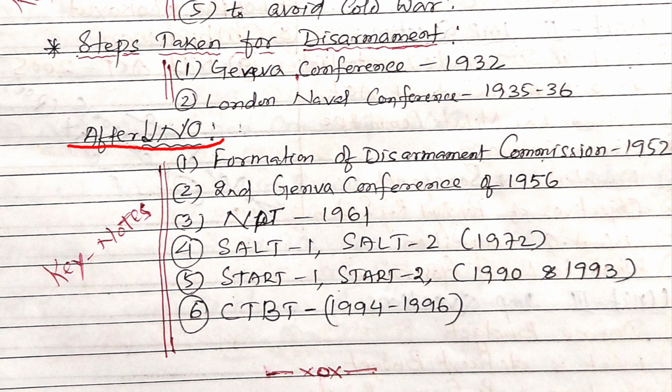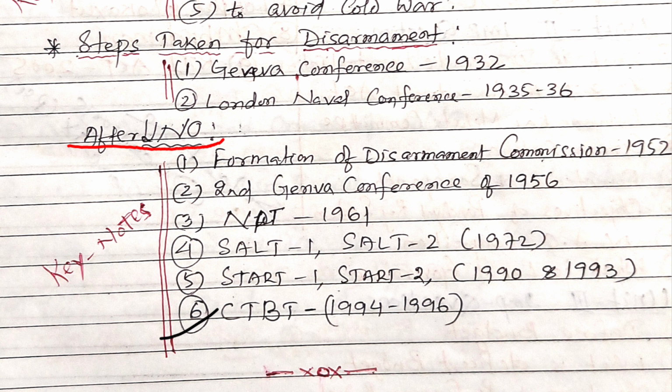Then come two more treaties. The PTBT, Partial Test Ban Treaty, in 1963 between England, the Soviet Union, meaning Russia, and America, to prohibit nuclear tests. Then CTBT is another, in 1996. This was signed in 1996. Actually, it was formed in 1994, but it was brought into use from September 1996. This is a very important one for 2 marks and 3 marks.